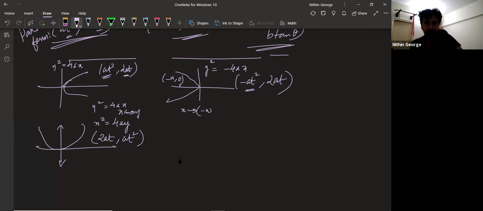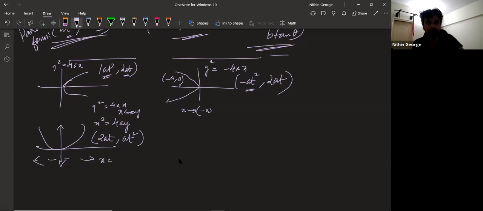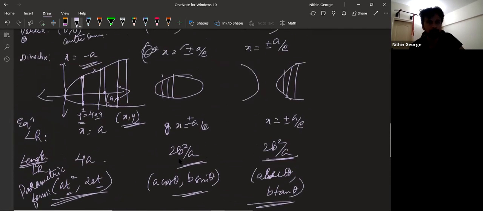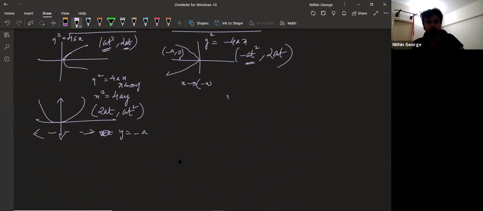Got this, guys? The directrix will not be x equal to minus a. It will be y equal to minus a. The directrix here will be y equal to minus a. Now, for this one, how would you write the equation?